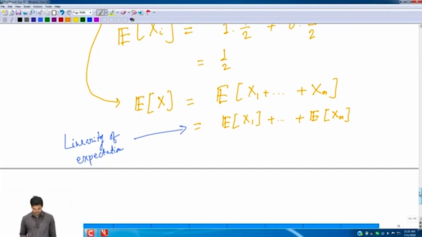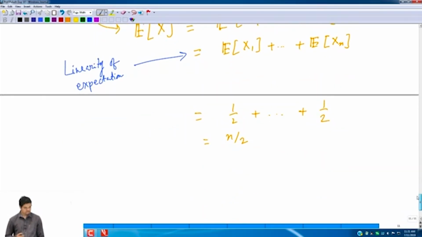And now it's very easy, because I know expectation of x1 to be half. Expectation of every xi is half. Isn't it? And that's it.